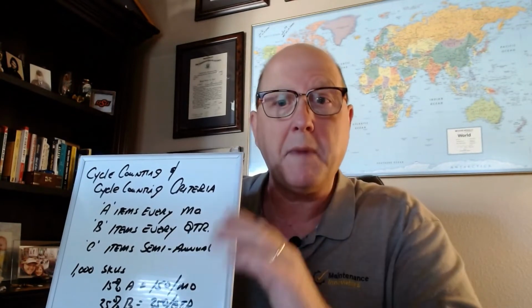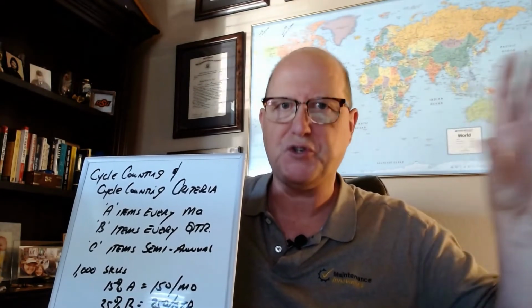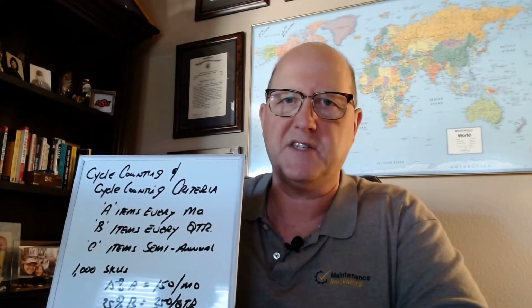Remember, we broke down the ABC classification in that video titled ABC Classification. That's the stratification of the SKUs in the storeroom. Essentially, which are the most important, which ones do we need to be looking out for. Items that are marked A items, we need to count those every month. B items, we need to count those every quarter, and C items need to be counted semi-annually.